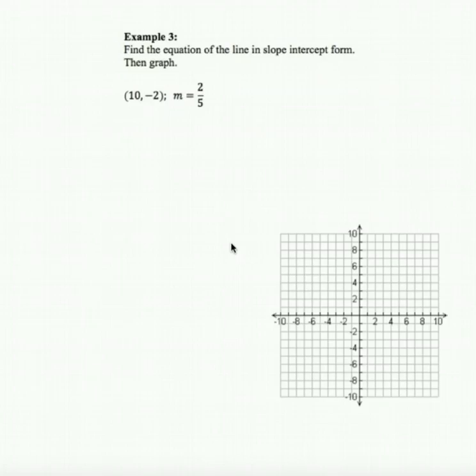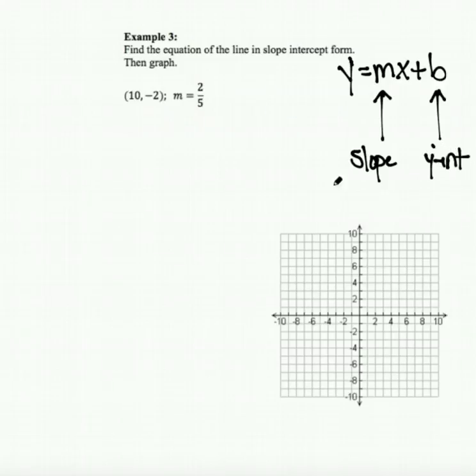Example 3. Find the equation of the line in slope-intercept form, then graph. So let's look at the information they've given us. They've given us an ordered pair, and they've given us the slope. So again, let's think about what we're going to need. Eventually, to write an equation in the form y equals mx plus b, we're going to need the slope and we're going to need the b, the y-intercept. So we're going to have to fill in the slope and we're going to have to fill in the y-intercept. So right now we have the slope, which is awesome, but we do not have the y-intercept. So we have to figure that out.